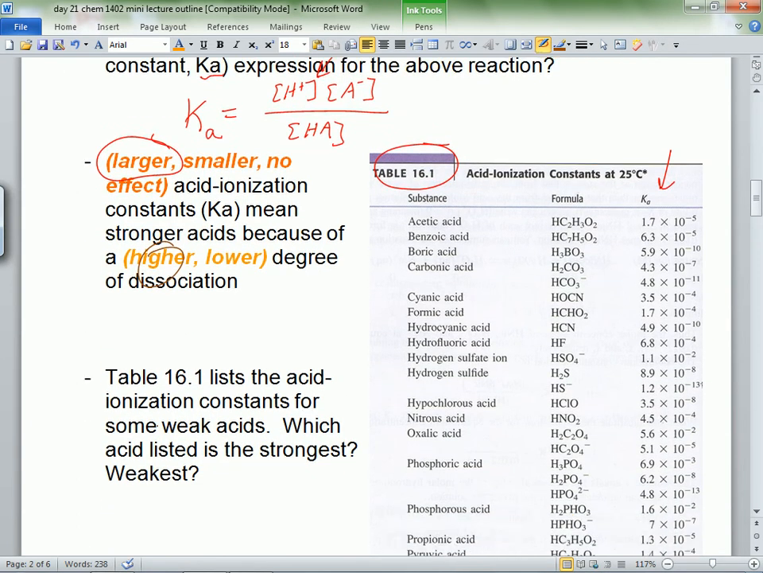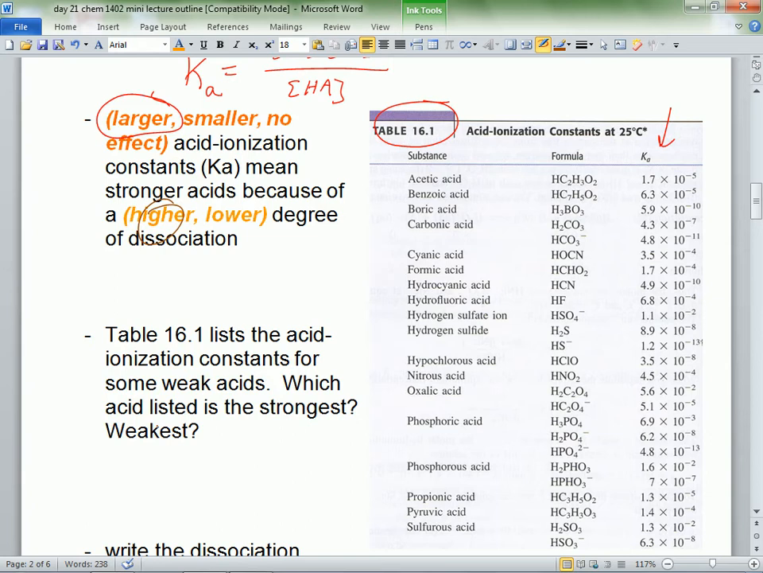Table 16.1 lists the acid ionization constants for some weak acids. Which acid listed is the strongest? Okay, now we're getting into what Albert was looking at. Mari, which one would you say is the strongest acid in there? They're all supposed to be weak, but it's the strongest of the weak. We're looking for the biggest Ka in here, right? Which one would it be?